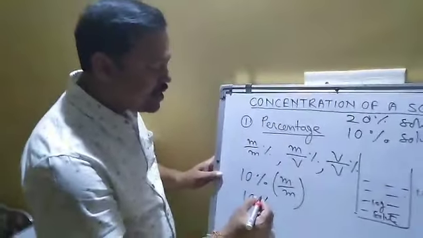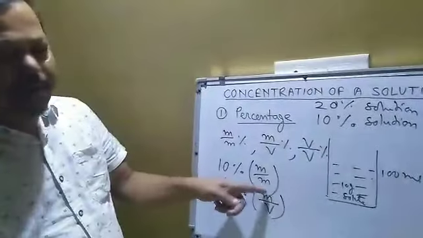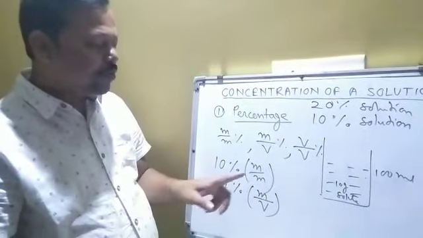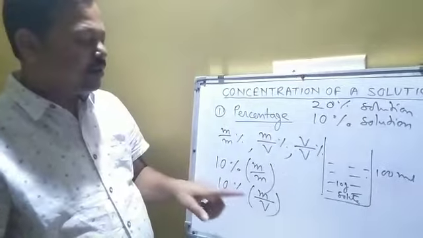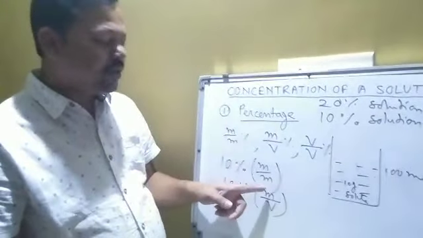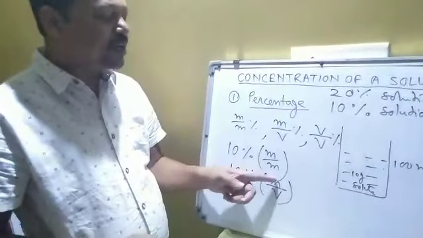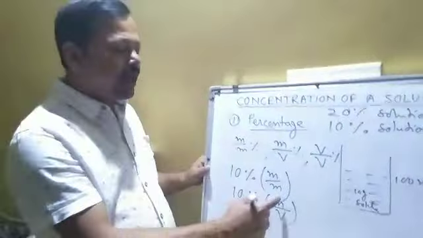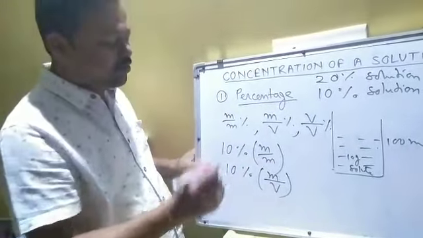Similarly, 10% m by v. What is the meaning of m by v? Mass by volume. So 10% m by v means 10 gram of solute is present in 100 ml of solution. I mean, solute you have to express in mass, and the solution you have to express in volume. That's why one is expressed in gram, one in volume, milliliter.